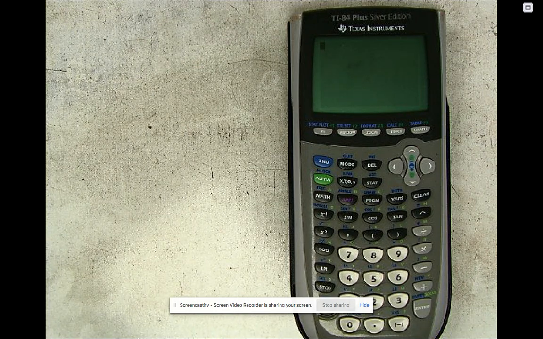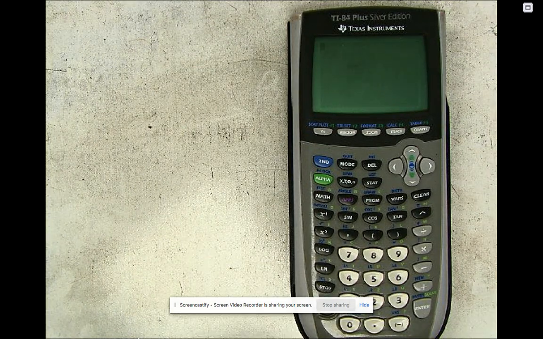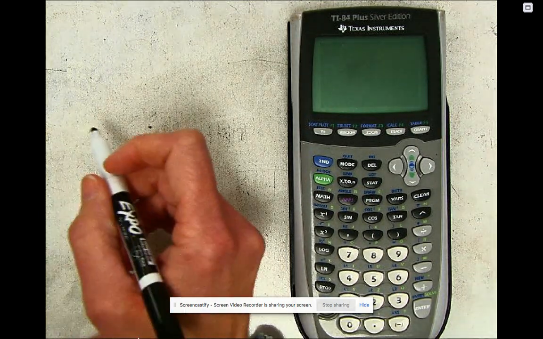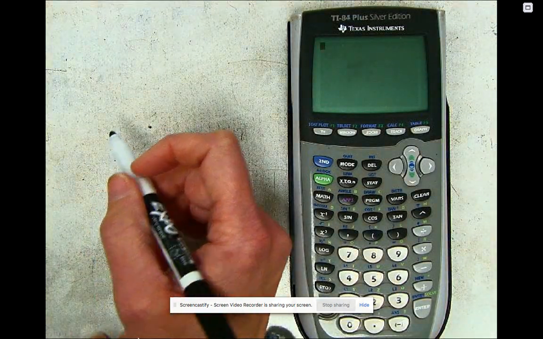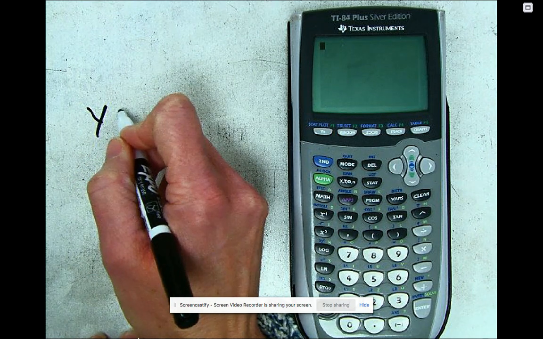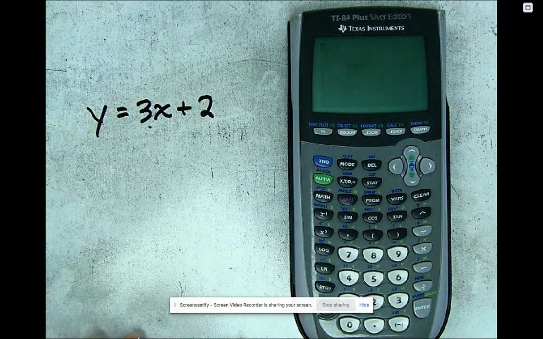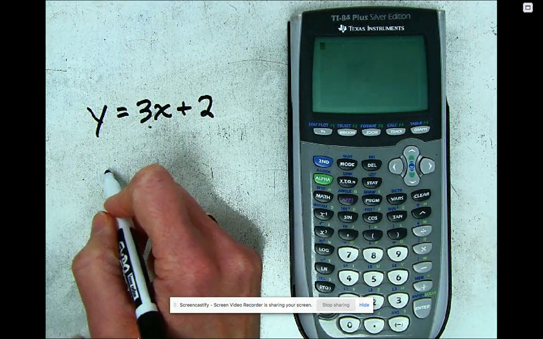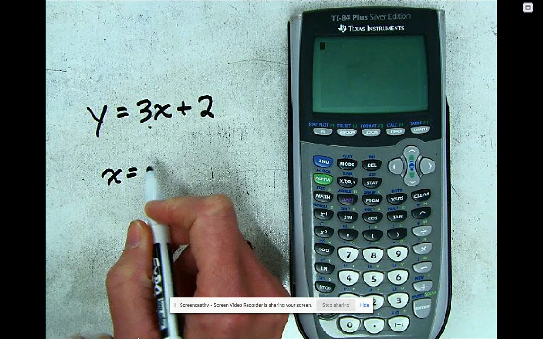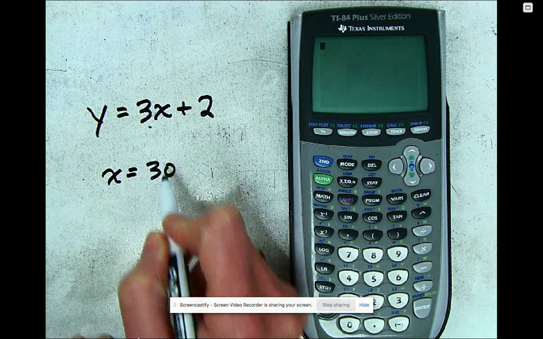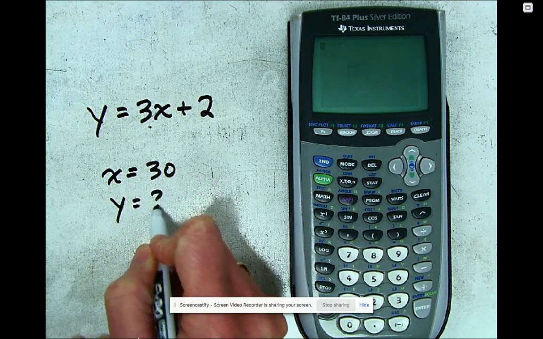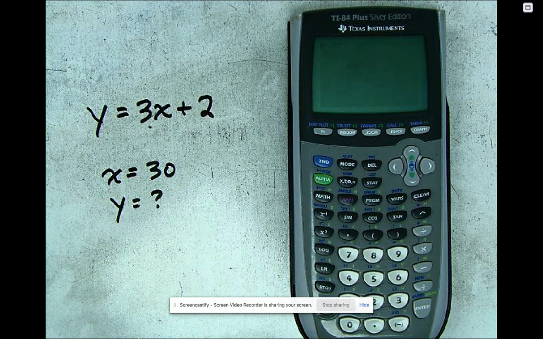Okay, first thing I want to go over is we started this investigation by looking at linear equations, like let's say we have y equals 3x plus 2. And we tried to figure out if, let's say, x was equal to 30, is there a way we could figure out what y is? Okay, so first we tried to do that graphically with our graphing calculator.